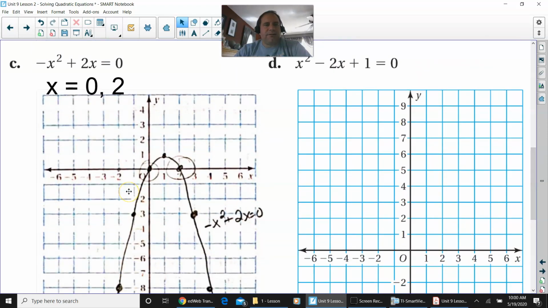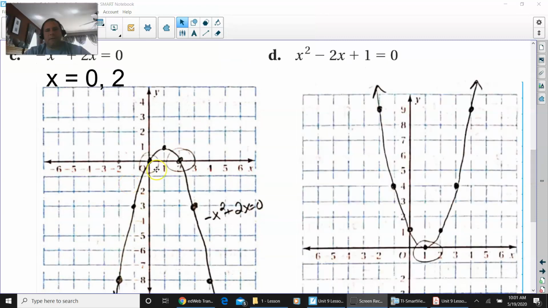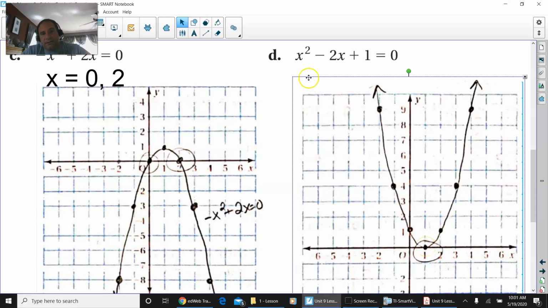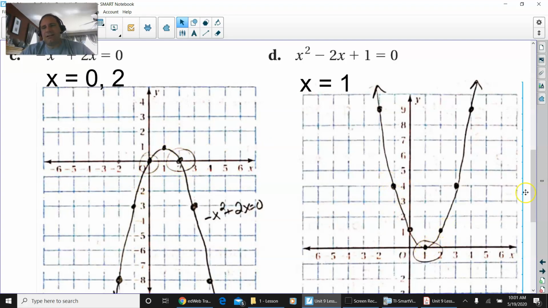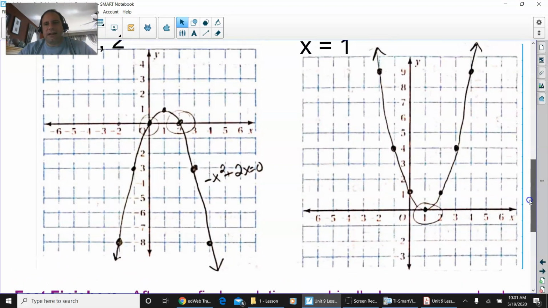Pause the video now. So hopefully you had that parabola right there, and it only touches once. You realize it only touches that x-axis once. So it only has that 1, 0. So we have x equals 1. And that's it. All right. This parabola, you could tell, crosses the x-axis twice. This one only touches the x-axis once, so that is the answer.